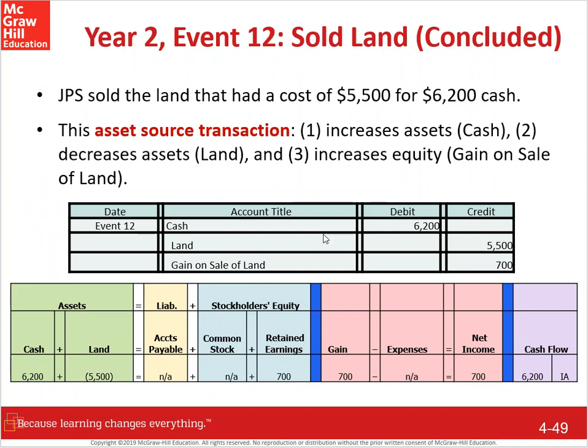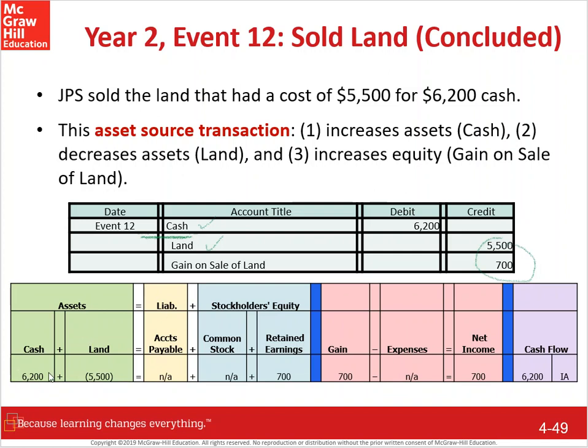So going back to this transaction, JPS sold the land that had cost $5,500 for $6,200 cash. Well, this is the same thing we came up with, right? This is a three-line journal entry. Okay, it doesn't matter what order you put the two credits in. I always leave a gap in the middle. So I do, what do I get? Cash. What do I get rid of? Land. I would put that on the third line, leaving a gap in the middle that I could compute my gain or loss, because it could go either way. It could be a second debit or it could be a second credit. So it doesn't matter that these are in different order. It still does the same thing.